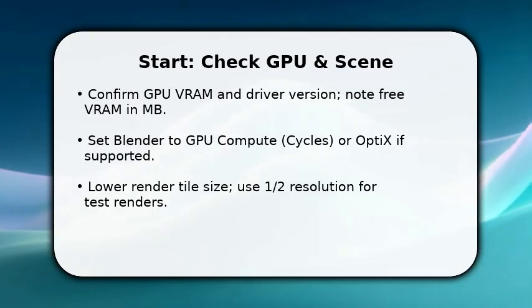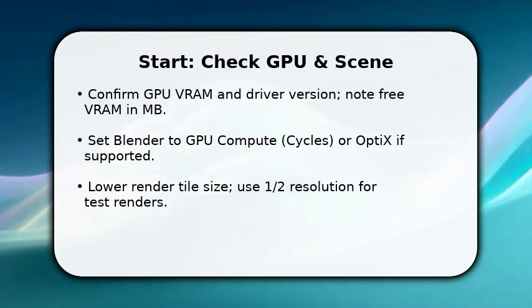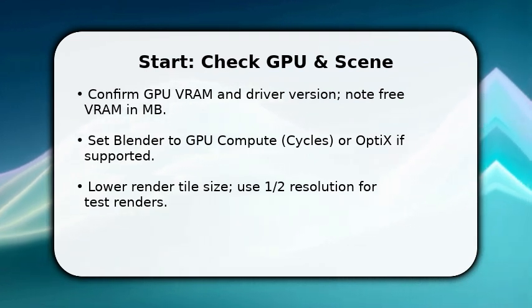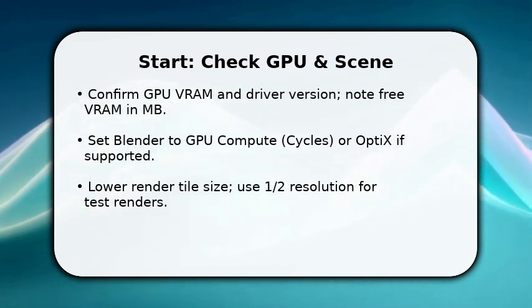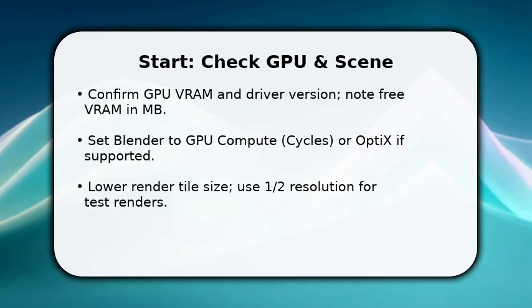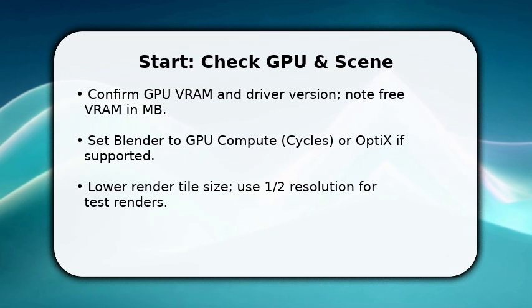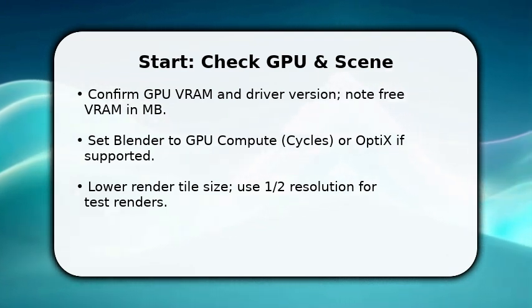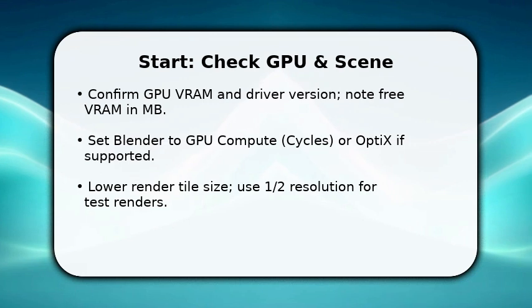You begin by verifying hardware and scene demands. Check GPU RAM and update drivers so Blender can use full capability. Switch to GPU Compute or OptiX in Preferences so you render on the card. Once done, reduce test render resolution to 1/2 and lower tile size. This reduces peak memory spikes while keeping scene fidelity for iteration. You do this first because freeing headroom prevents early out-of-memory errors and speeds up troubleshooting before deeper optimization.